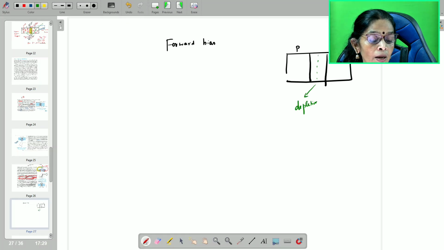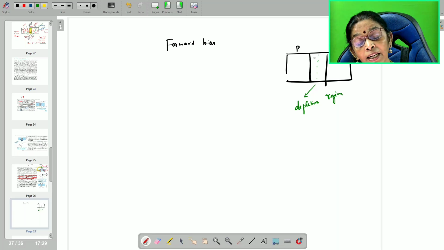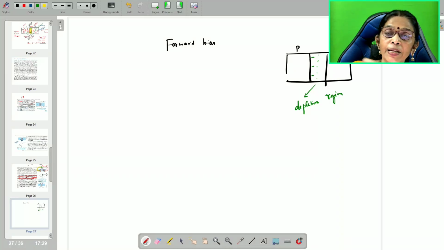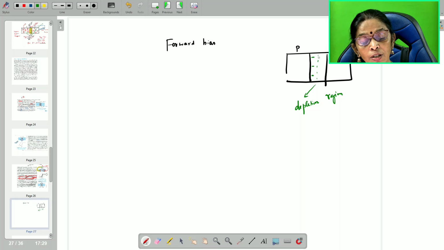Depletion region. What is present in the depletion region, children? Immobile ions. Negative space charge region near which side? Near the P side. That is what you have to write. What is present in the depletion region? Negative space charge region near the P side, positive space charge region near the N side. These two regions constitute what?